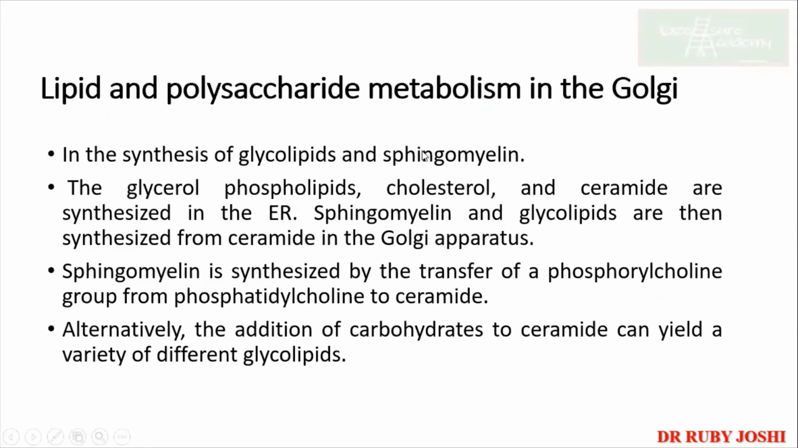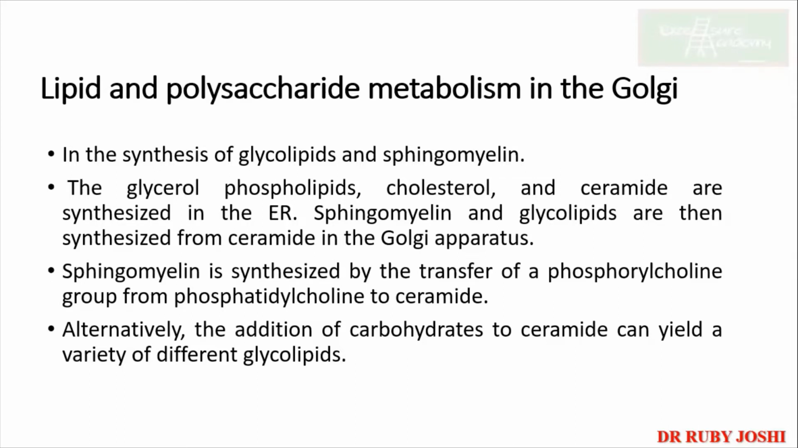Now coming to the lipid and polysaccharide metabolism in the Golgi. Okay, so that is in the synthesis of the glycolipids and sphingomyelin. अभी हमने क्या देखा था that in the smooth ER, your phospholipids are getting synthesized. So yesterday we saw how phosphatidic acid is formed from glycerol, and how the different precursors bind. For example, choline हुआ तो phosphatidyl choline मिला, inositol हुआ तो phosphatidyl inositol मिला, right? So those were your phospholipids.